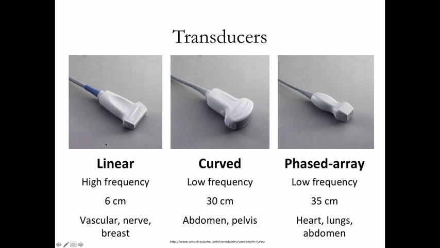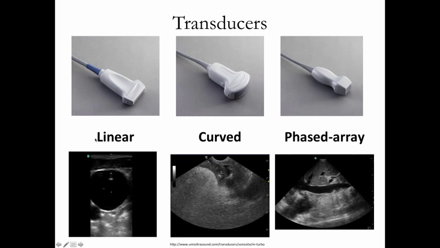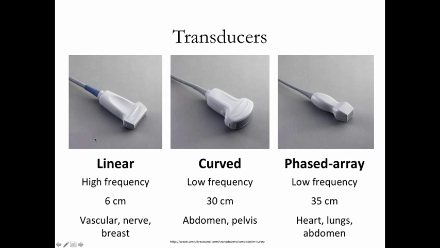These are the typical transducers that you may see. Our machines don't actually have this curved probe, but the linear probe versus the curved and phased array probes is a split between the high and low frequency probes. Your linear probe is going to be your higher frequency. Remember, high frequency probes give you really good resolution, but don't penetrate deeply, so it's good for vascular imaging and imaging of the nerves. Curved and phased array probes both have low frequency, so both penetrate deeply but don't give you good resolution.